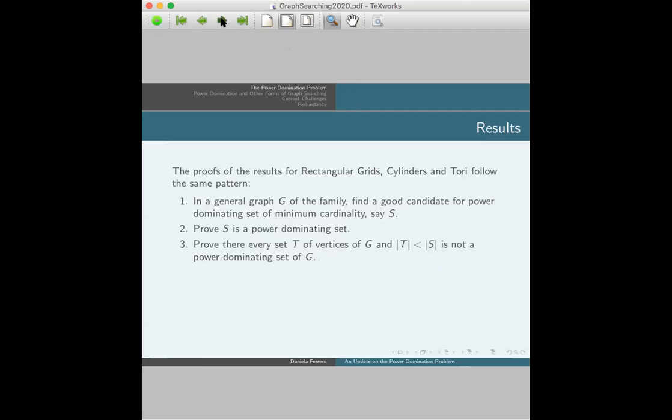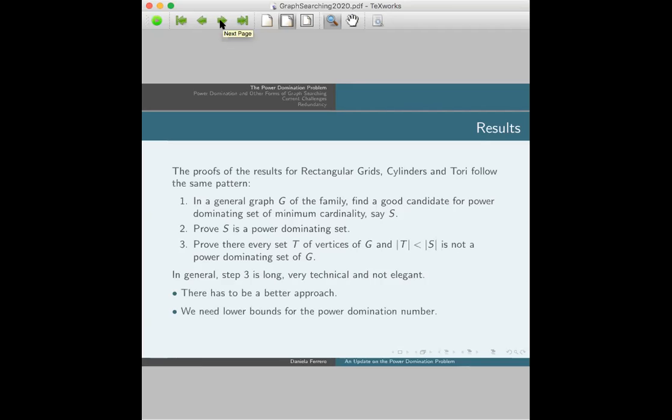So that process is usually long, very technical, and not elegant at all, because one starts playing with many different things. So after I have done 2 or 3 papers on different families of graphs that way, I said, okay, I'm done with this. There has to be a better approach. And what we are lacking here is some theory. We need to find some lower bounds for the power domination number. We had upper bounds, but we didn't have any lower bounds.